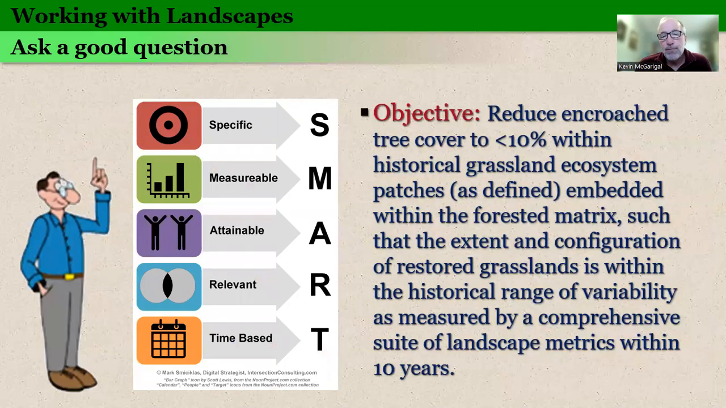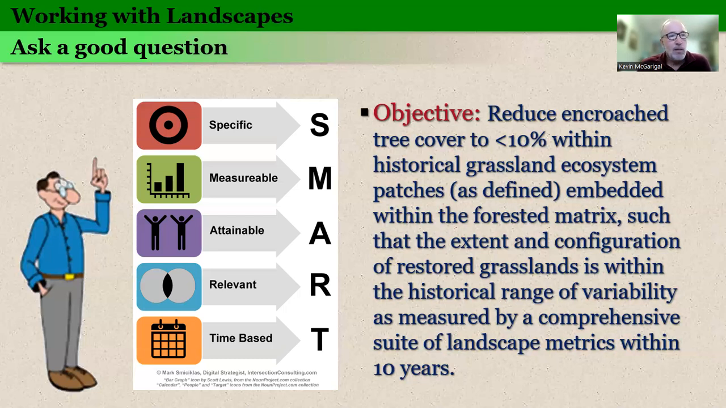And in order to guide the formal specification of a landscape, we have to generate something more specific. We need to generate a SMART objective. In this case, an example could be to reduce encroached tree cover to less than 10% within historical grassland patches as defined, embedded within the forested matrix, such that the extent and configuration of restored grasslands is within the historical range of variability as measured by a comprehensive suite of landscape metrics within 10 years.